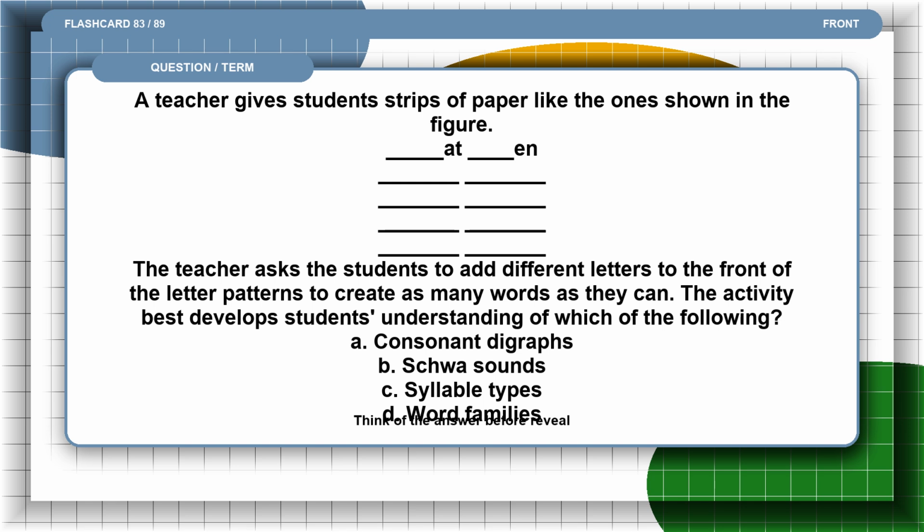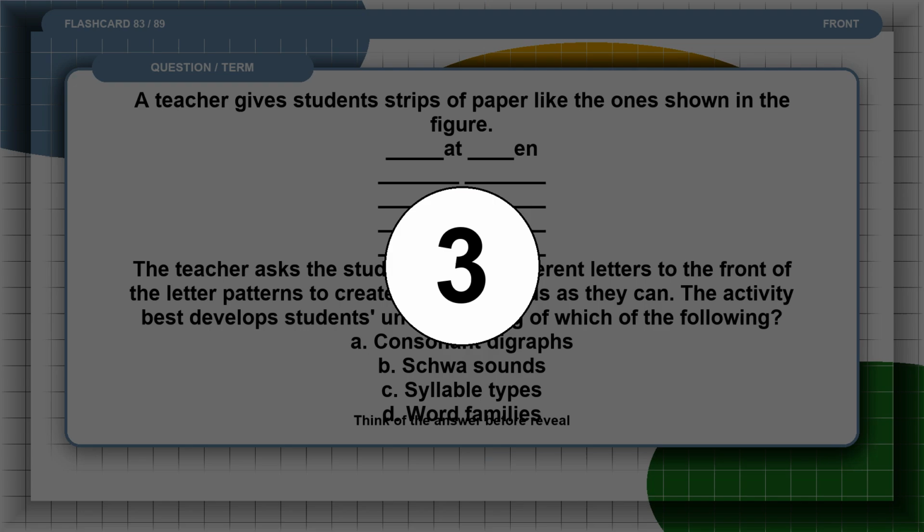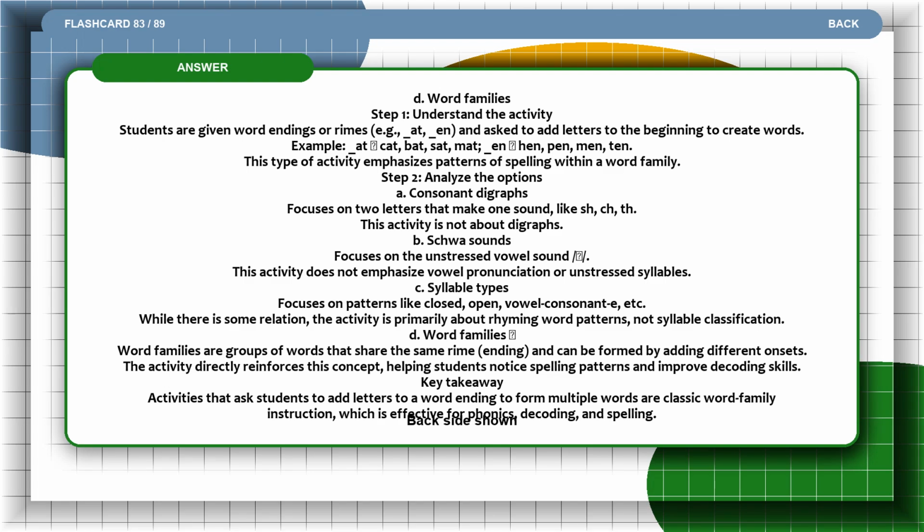A. Consonant digraphs. B. Schwa sounds. C. Syllable types. D. Word families. Pause and think of the answer before the reveal. The answer is D. Word families.